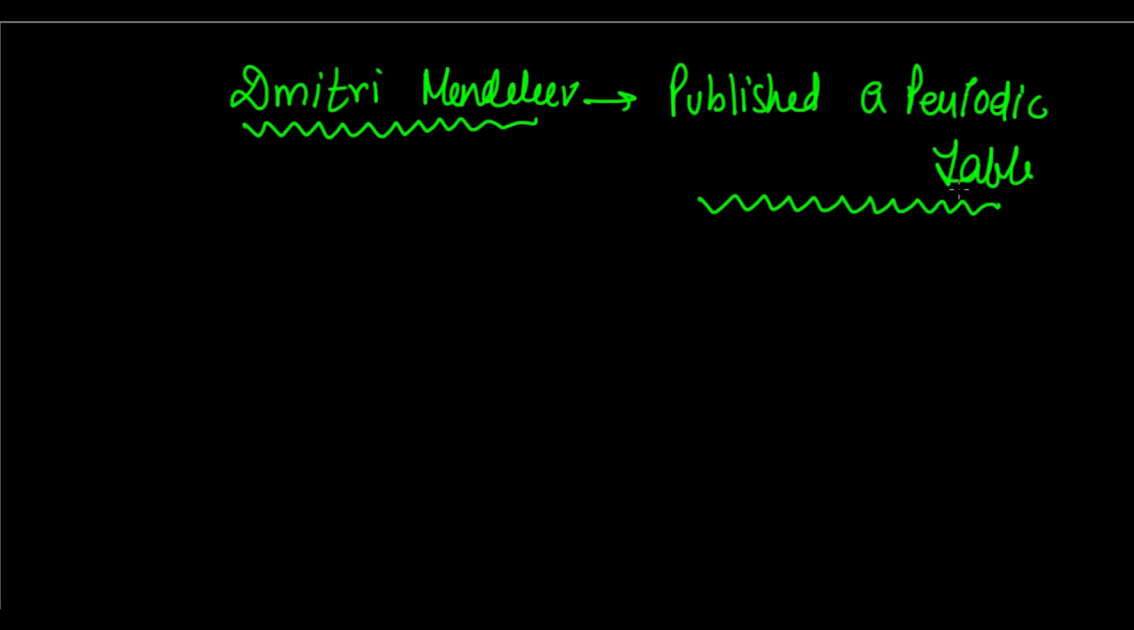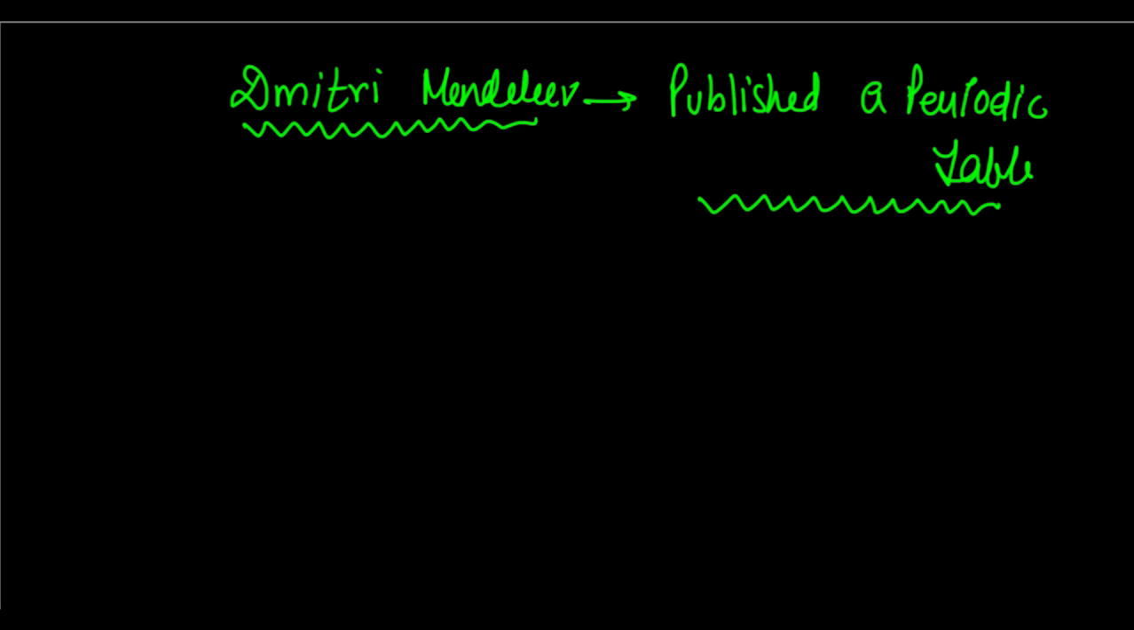many advantages, many achievements. As compared to other forms of classification, the flaws in this table were very less. And if you see, to a large extent, it was a very successful table, right? Now, what was this table and how did it work? That's what we're going to study now.